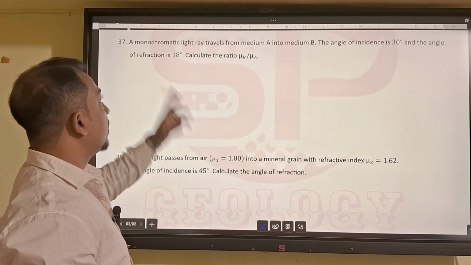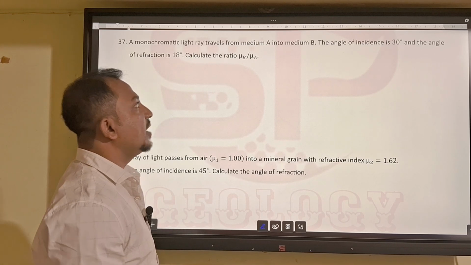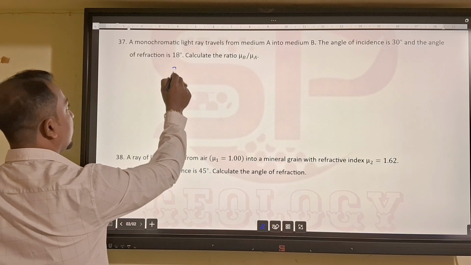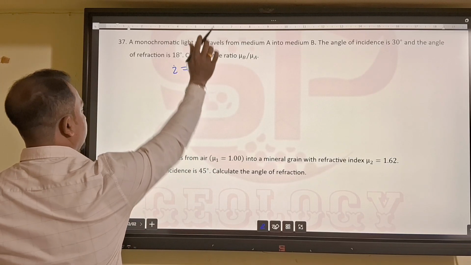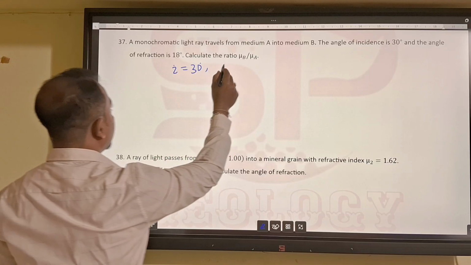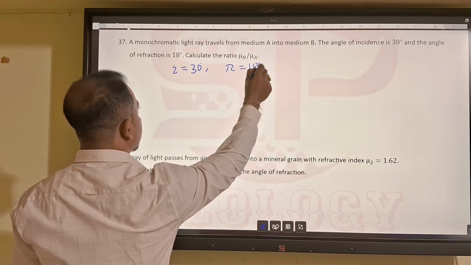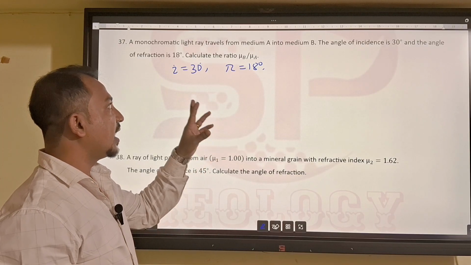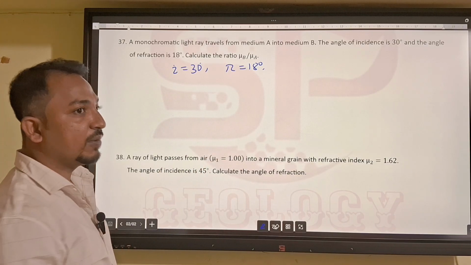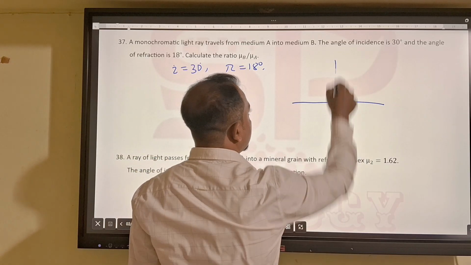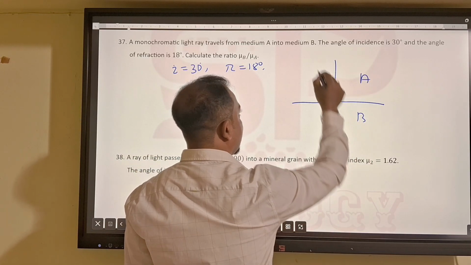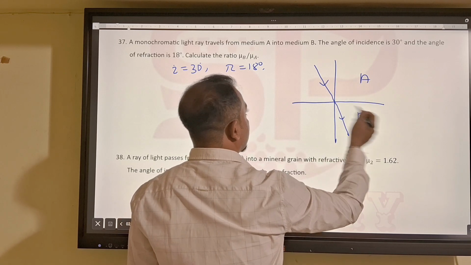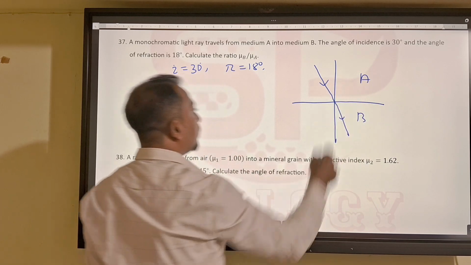So the question is given: a monochromatic light travels from medium A to medium B. The angle of incidence is given 30 degrees, the angle of refraction is given 18 degrees. You have to calculate the ratio between mu B and mu A, the refractive indices of medium B and medium A. If this is medium A and this is medium B, light is traveling from A to B, that means sin i by sin r will be mu B by mu A.